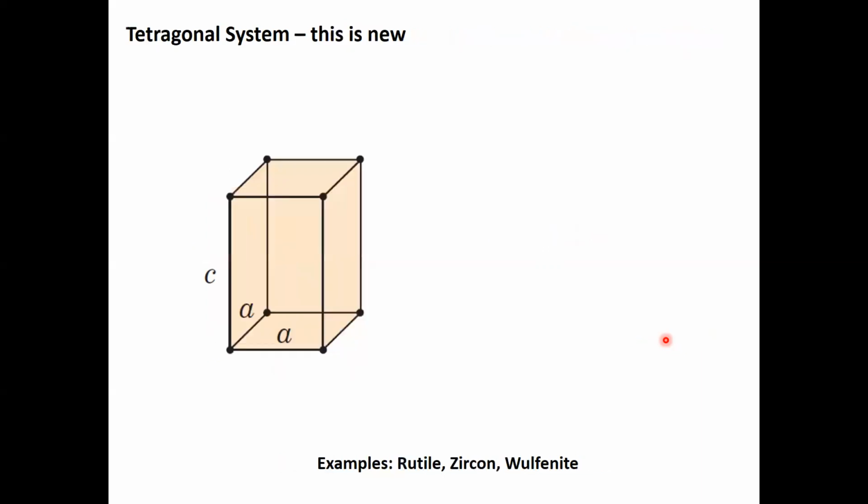And then now we go on to things that we haven't seen before. The next one is the tetragonal system, whereby A and B are the same, so they have the same length, but C is different, and all the angles in here are 90 degrees still. So it's basically a square base which is just elongated in one direction. And examples of this are rutile, zircon, and my favorite name for minerals, wolfenite.